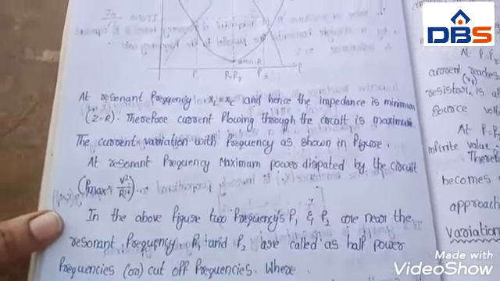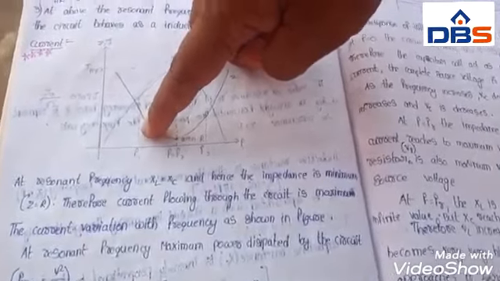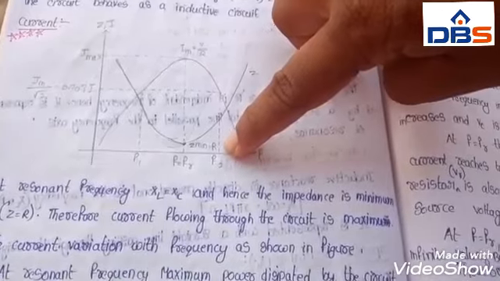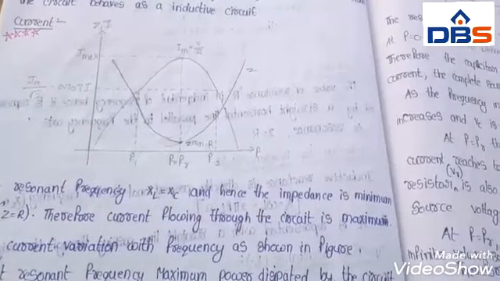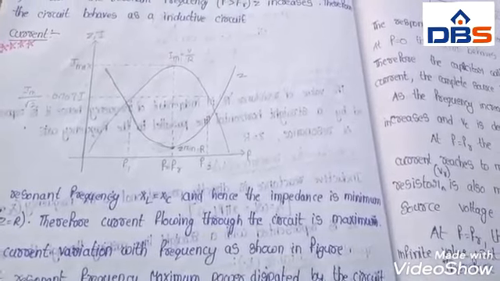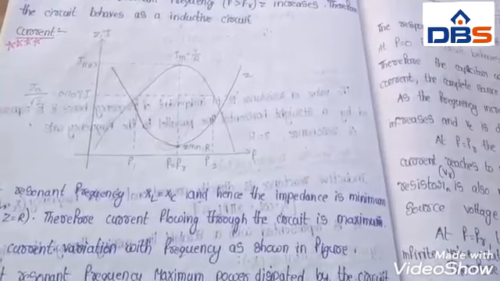In this diagram, below the resonant frequency there is one frequency called the lower cutoff frequency. Above the resonant frequency another frequency F2 is there, which is the higher cutoff frequency. So F1 and F2 are the lower and higher cutoff frequencies, or half-power frequencies, whereas FR is the resonant frequency.